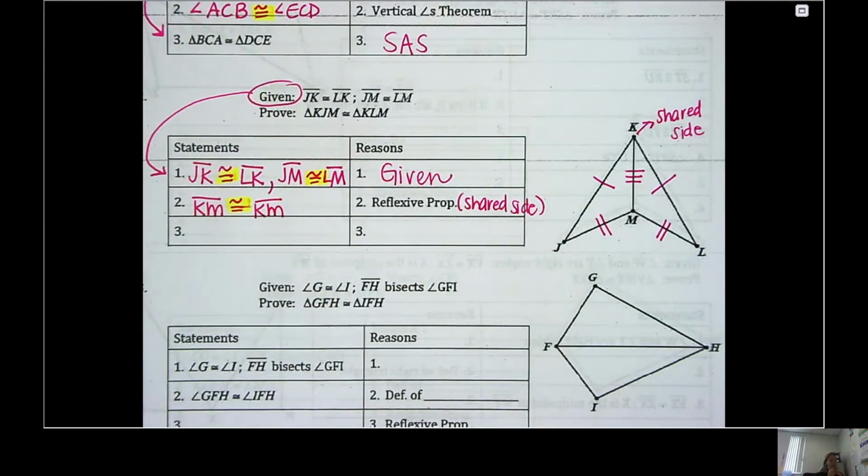I have 3 congruent symbols. What is going to be my final statement now? Number 3, what goes for my final statement?